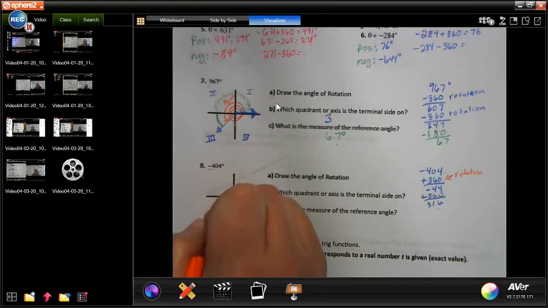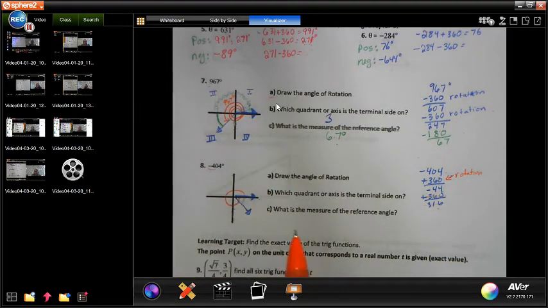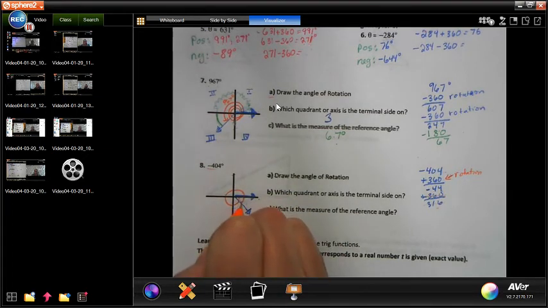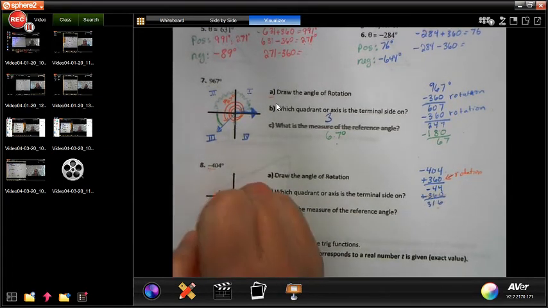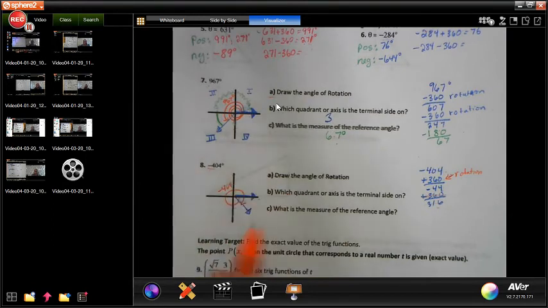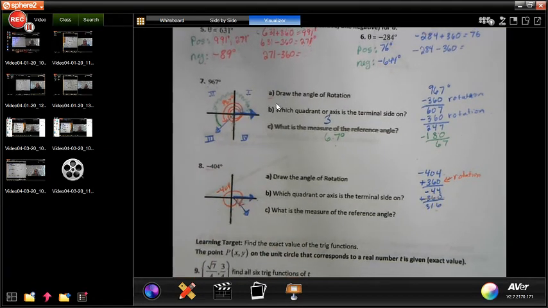So this is negative 44, which actually is negative 404 because we looped it. So all the way around is 360, and then another 44 degrees gives us that.